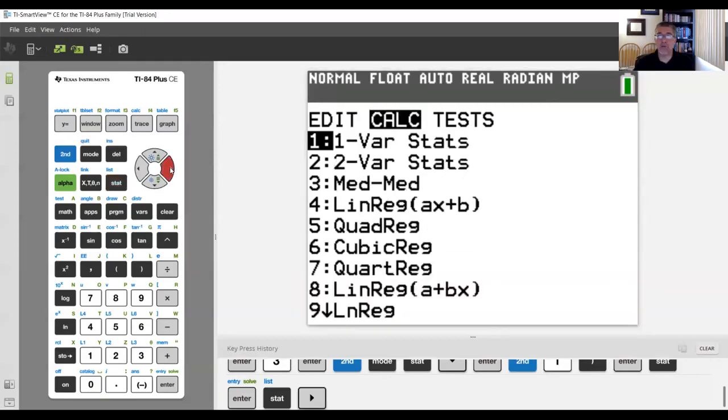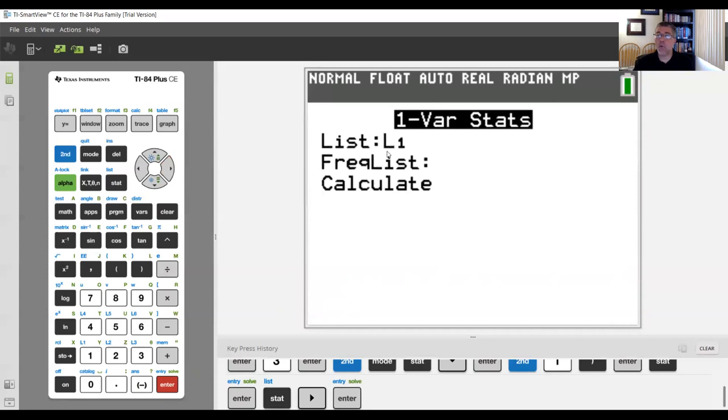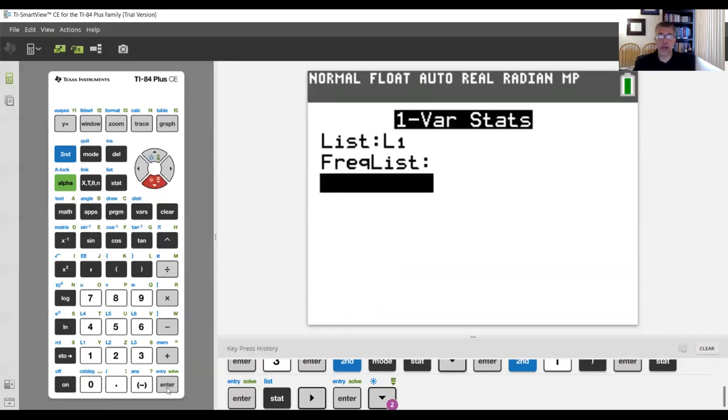So we're going to arrow over to calc, and I'm going to do 1 variable statistics since I only have 1 column of data. It's already highlighted under 1, so I don't have to move the cursor at all. So I'm going to hit enter, and then it's going to say, what list do you want to use? And I'm going to say, yes, list 1. I would like to use list 1. Okay. And so list 1 is L1, and I'm going to then arrow down to hit calculate.